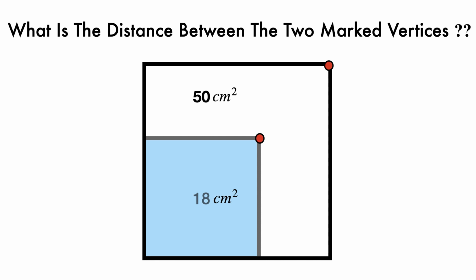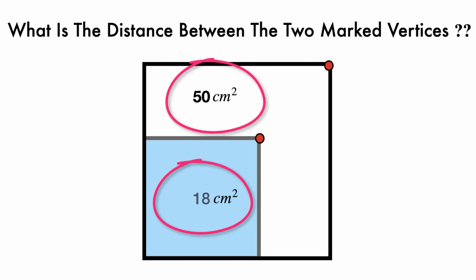The diagram shows two squares. The smaller square has area 18 square centimeters. The larger square has area 50 square centimeters. What is the distance between the two marked vertices? Let me repeat the problem. The diagram shows two squares. The smaller square has area 18 square centimeters. The larger one has area 50 square centimeters. What is the distance between the two marked vertices?